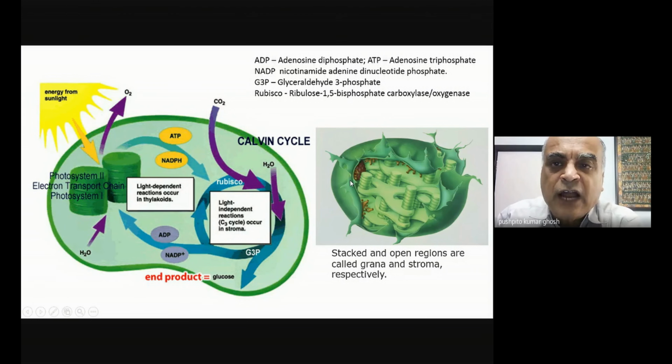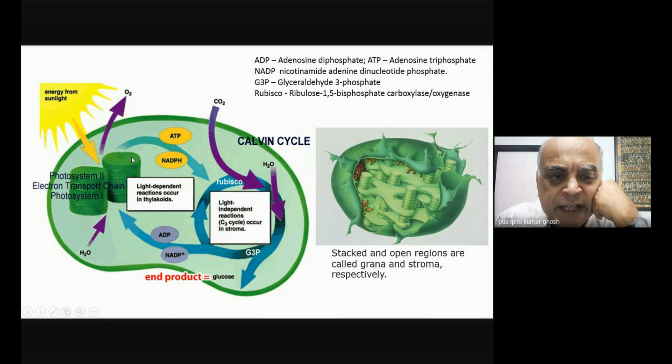Now, let us try and read out their names, and later on I'll show you their chemical structures. ADP, adenosine diphosphate, ATP, adenosine triphosphate. So it just has one more phosphate, and in the process, it goes into a higher energy state. NADP, nicotinamide adenine dinucleotide phosphate. That's what NADP is.